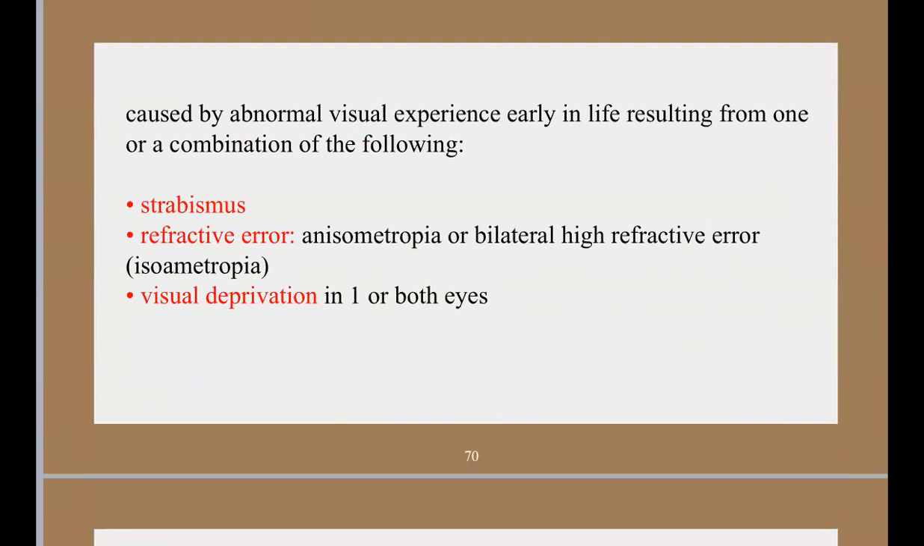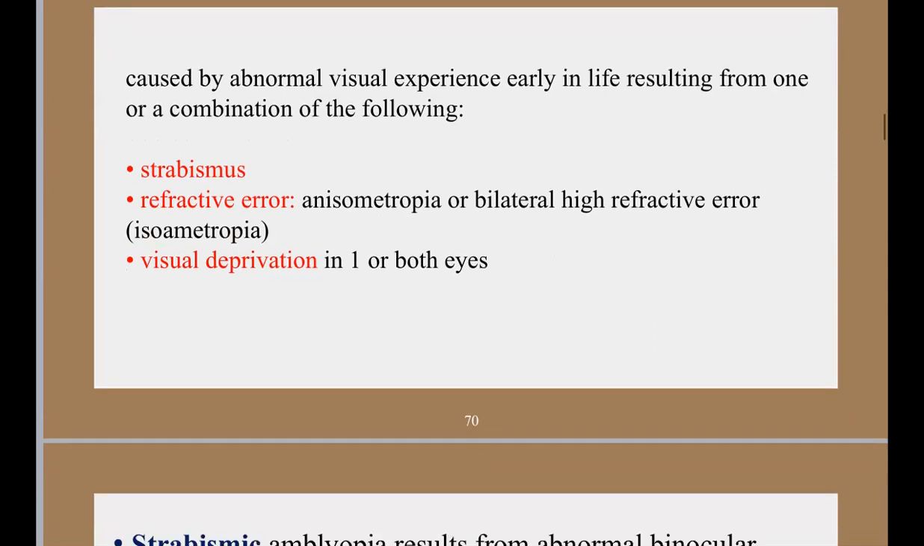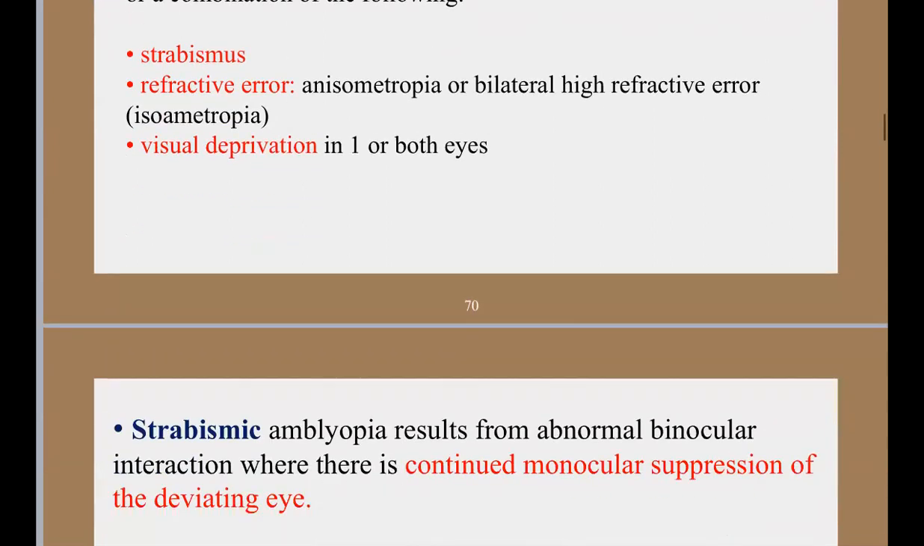The causes are strabismus, which is a very common cause, and also refractive error. Either I have anisometropia, which is a difference between one eye and the other, so I depend upon one eye and I'm neglecting the other, or high refractive error, which is isometropia. In cases of isometropia, like that the patient has -10 in both eyes, or the patient has +5 in both eyes, this will result in bilateral amblyopia. Visual deprivation in one or both eyes is also a cause, like cases of congenital cataract and so on.